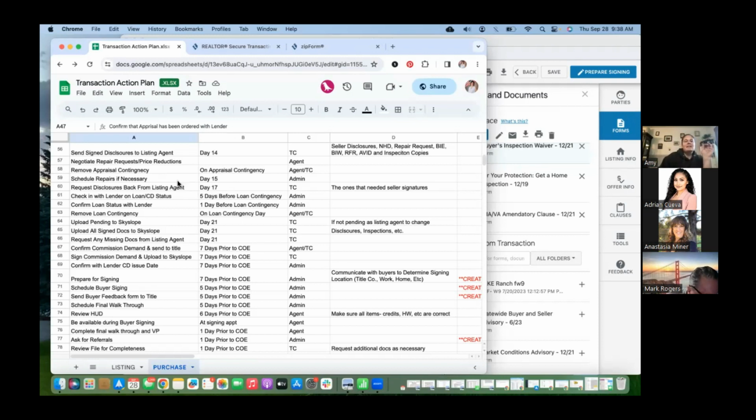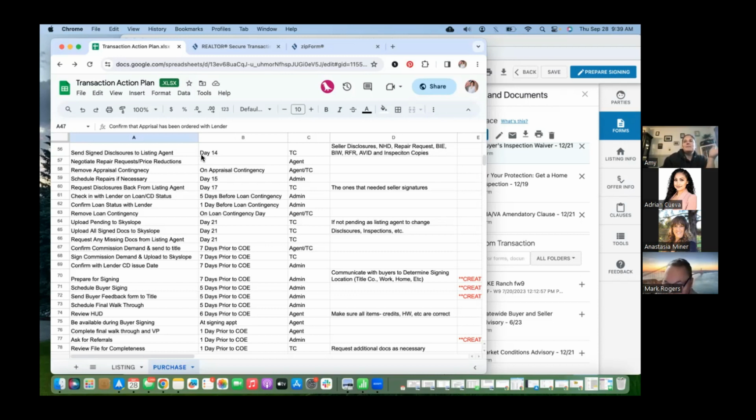Okay, all right. Schedule repairs if necessary. Remember previously we talked about negotiating that repair request. If we negotiated repairs, now we want to make sure we schedule those repairs to take place. Day 15. Day 17, request disclosures back from the listing agent.